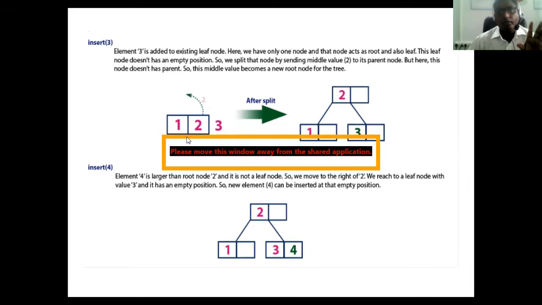1 and 2 are already available. Now if we insert a 3, it is not even possible. So now what do we have to do?